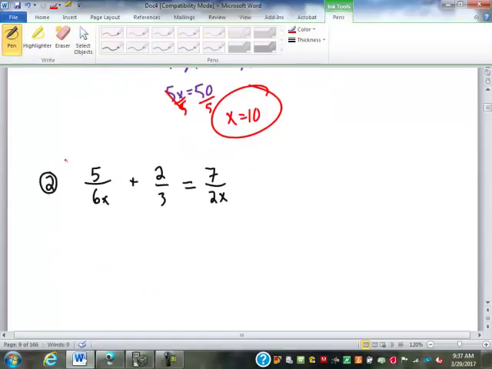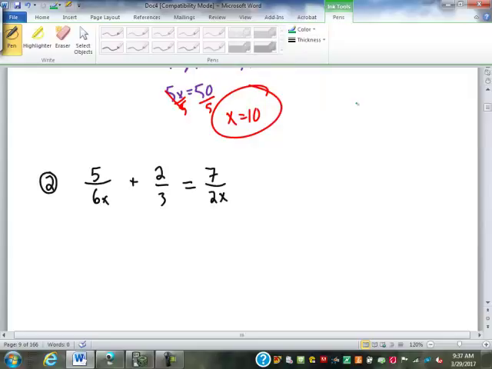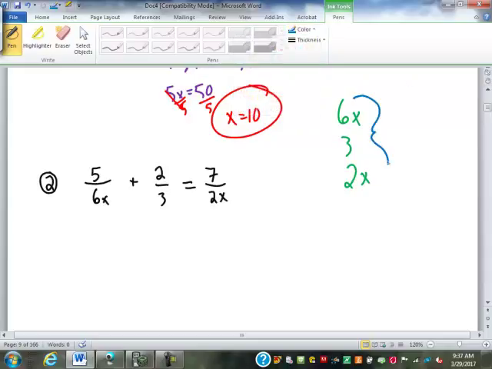Okay, now for this one, because the variables are on the bottom of fractions, or the denominators, we have to find a least common multiple, or least common denominator. So for 6x, 3, and 2x, the number 12 would work, but we could actually just use 6. And then for the variables, remember it's the highest power. So it's just going to be x. 12x would work. We'd get the same answer.